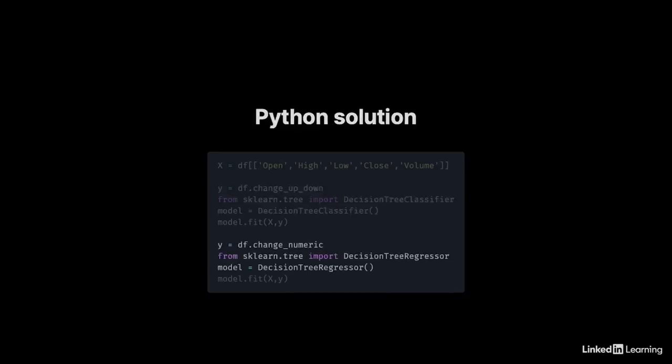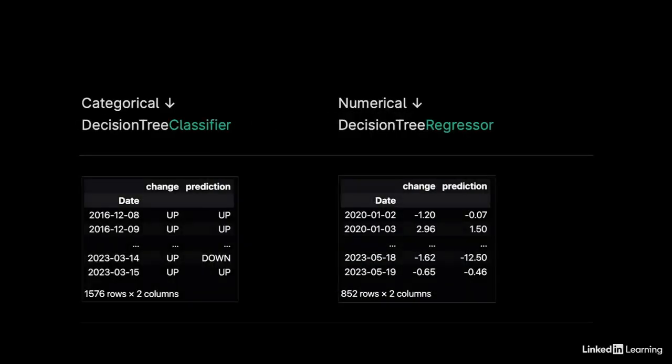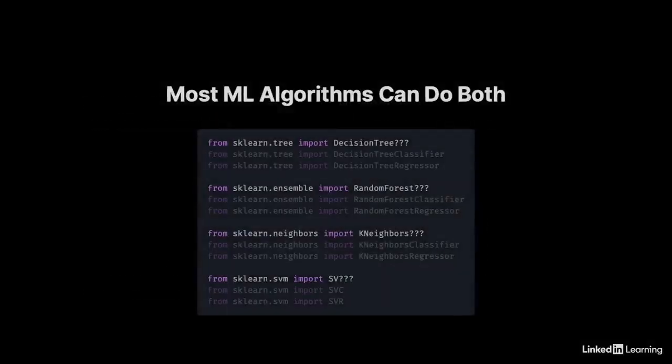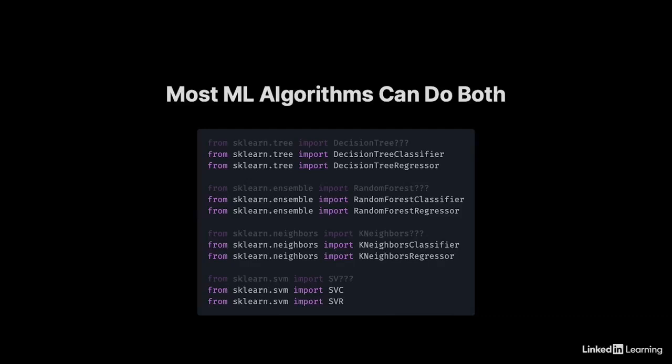On the other hand, if we want to calculate a numerical variable, change numeric, we use regressor models to finally get the predictions right. This mental model is applicable to most machine learning algorithms. Decision tree, random forest, k-nearest neighbors, support vector machine, they all have two versions, classifier and regressor.